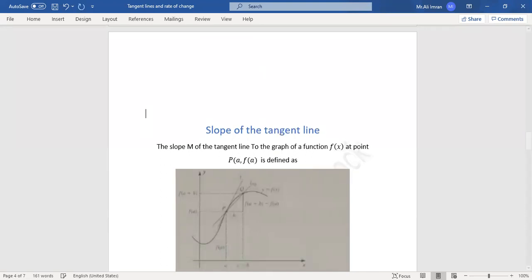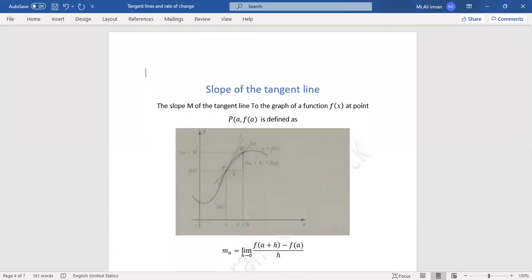Now I would like to define the slope of the tangent line. The slope m, small m, of the tangent line to the graph of a function f of x at point P is defined as follows. A point is moving along the curved path. Initially it is at point P. After time t it occupies position Q, and this is the secant line which touches the points P and Q, and the distance between P and Q is h.